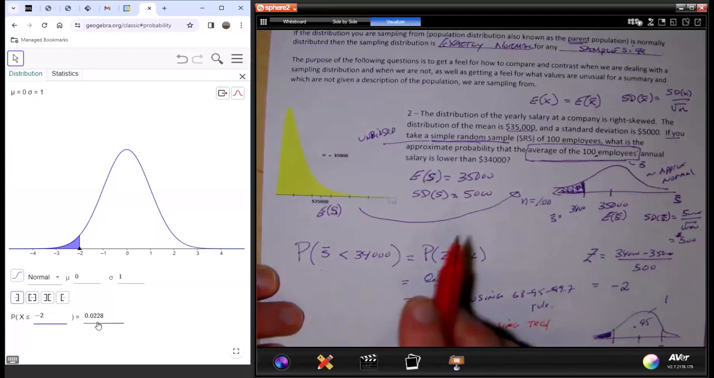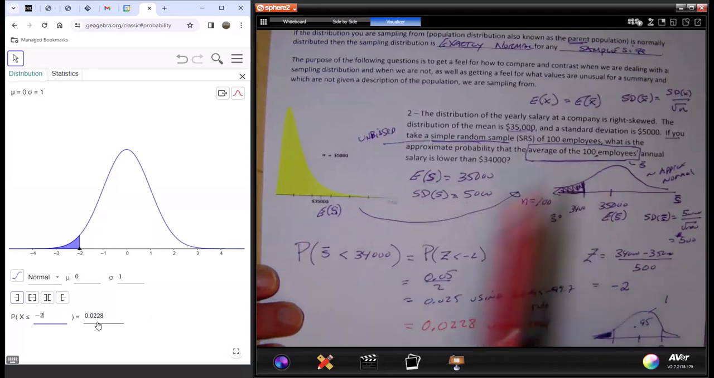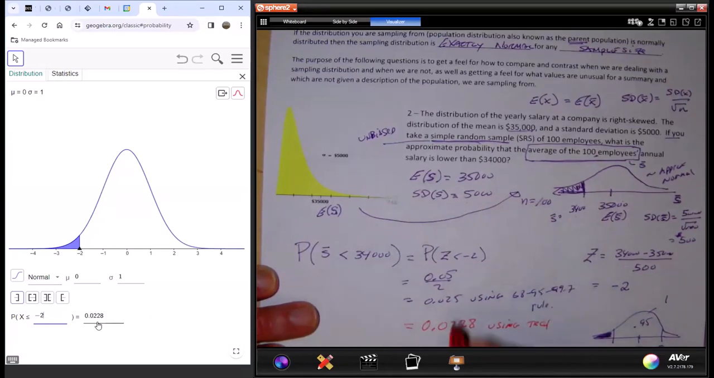So what happens? What's the likelihood of getting an average of 34,000 or less if you average 100 employees? It's not very good. It's about 2.28%.